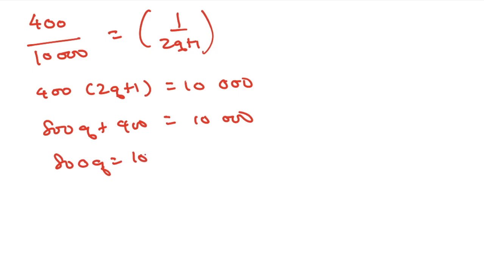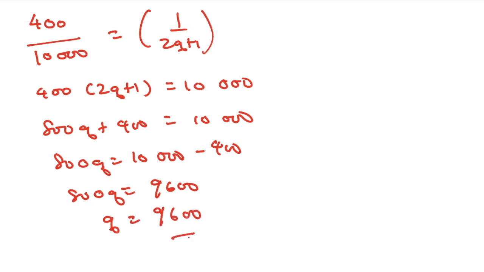800Q is equivalent to 10,000 minus 400, which is 9,600. So Q is simply equivalent to 12. That's it. So what's the total revenue?